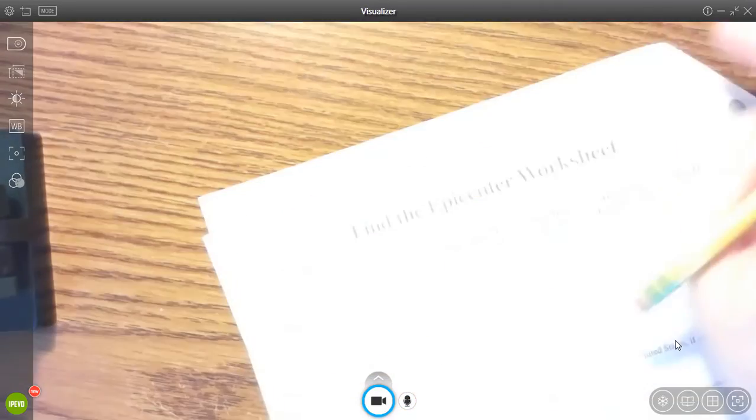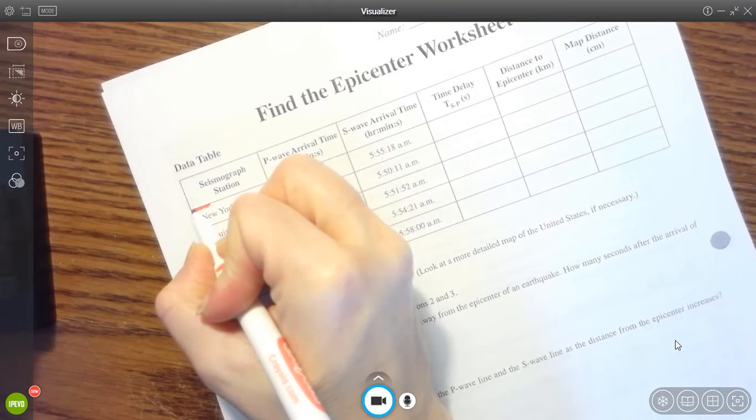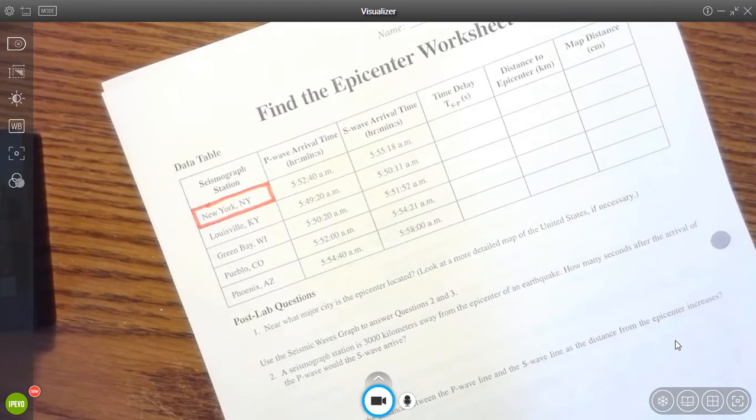All right, so let's find our data table here. Okay, we've got 5 stations. So eventually, since we're going to be drawing on the graph in color, I'm going to go ahead and color code these stations on my data table. And if you have yours with you and you want to play along with colors, that's fine. If you don't, that is okay as well. Okay, so I am going to make New York red. And Louisville is going to be green.